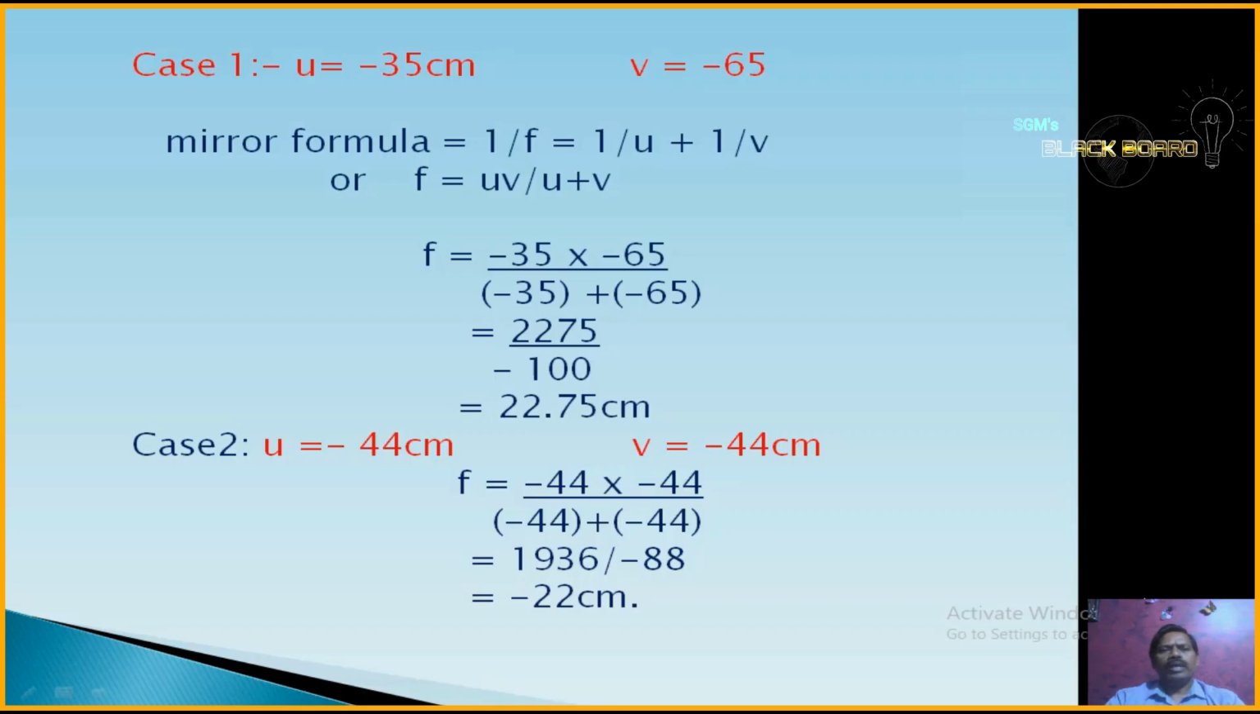Case 1: u = -35 centimeters, v = -65 centimeters. The mirror formula is 1/f = 1/u + 1/v, or f = uv/(u+v). You can use any of them. So f = (-35 × -65)/(-35 + -65), that is 2275 divided by -100, which is -22.75 centimeters.